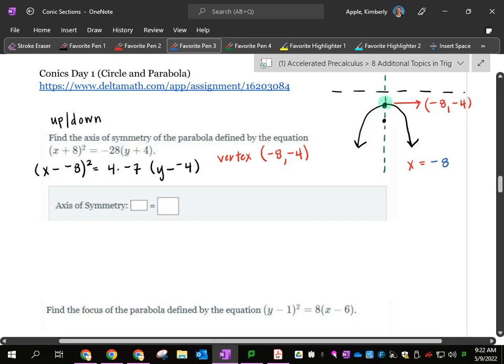Because look, -4 doesn't matter. If I'm trying to draw a vertical line, it's going to go through -8 because it's x equals. If I'm drawing a horizontal line and it's y equals, it'll be this one because that's the y. So the axis of symmetry for this one is x equals -8.